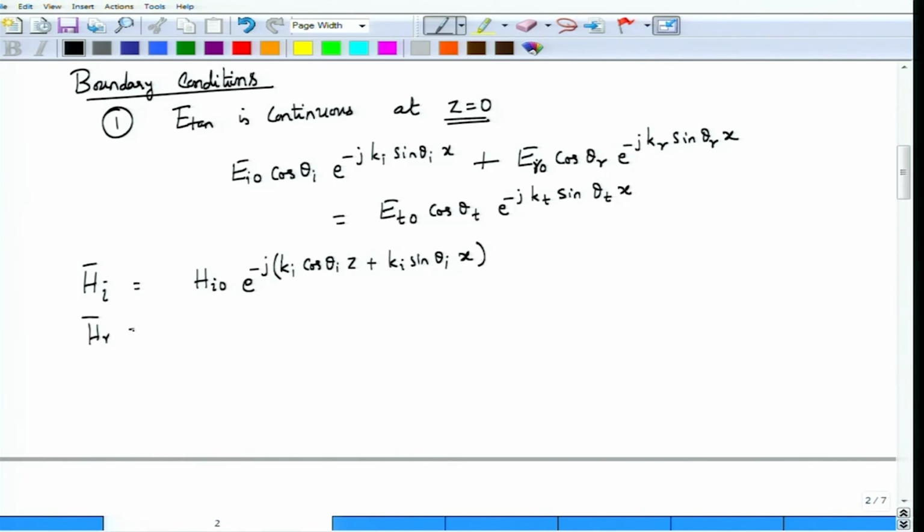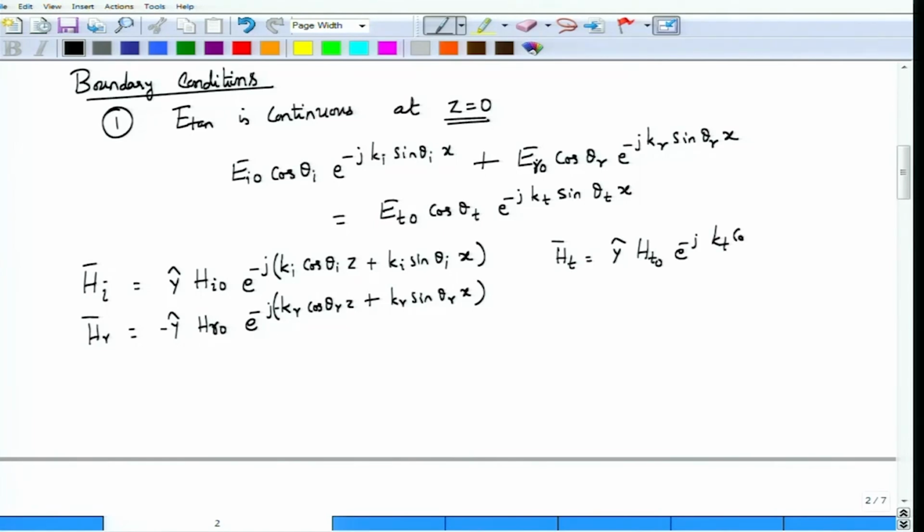What about the reflected magnetic field? The reflected magnetic field is along the minus y direction. So let me write down the y direction for this one. So this is the minus y direction. So it would be Hr0 e to the power minus j (kr cos theta r z, with a minus sign here, plus kr sin theta r x), and finally the transmitted field, which would be along the plus y direction, is Ht0 e to the power minus j (kt cos theta t z plus kt.